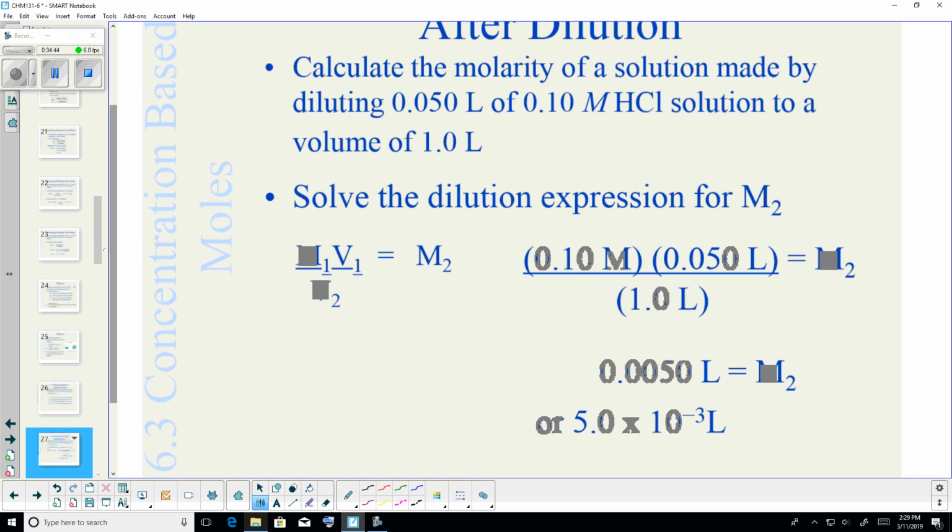0.0050. M2, and that should not be here. This should be the concentration, 5.0 times 10 to the minus 3rd molar.